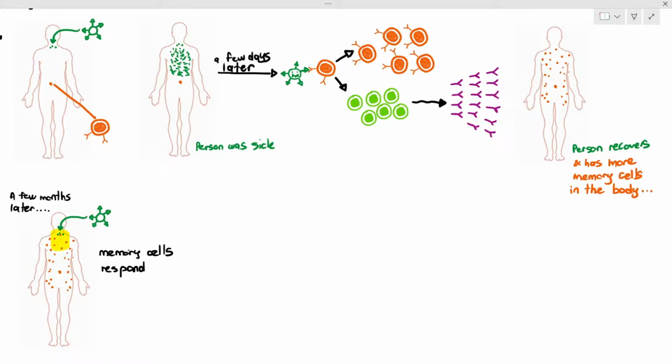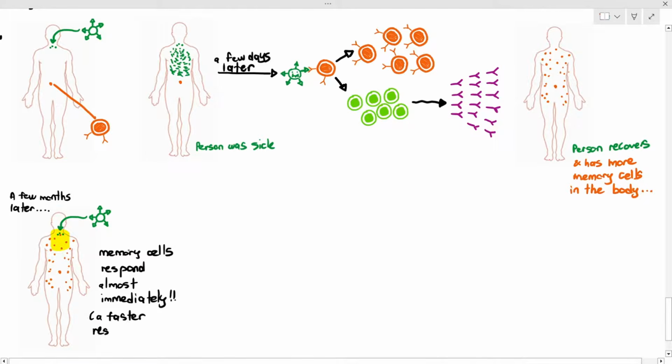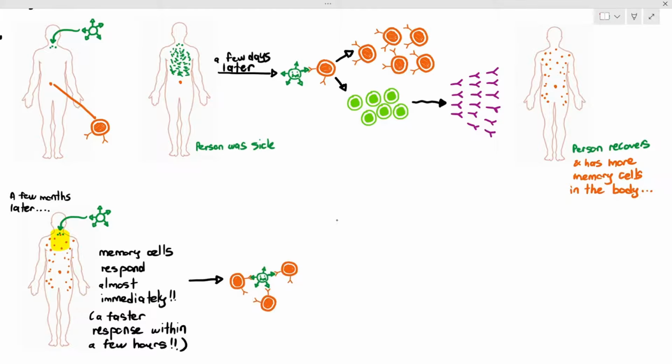No, because as you can see here, there are a lot of memory B lymphocytes circulating inside the body. So the memory B lymphocytes respond almost immediately or much faster. A faster immune response within a few hours. You don't have to say that it responds within a few hours. You just have to say that the memory B lymphocytes produce a faster response. That's good enough.